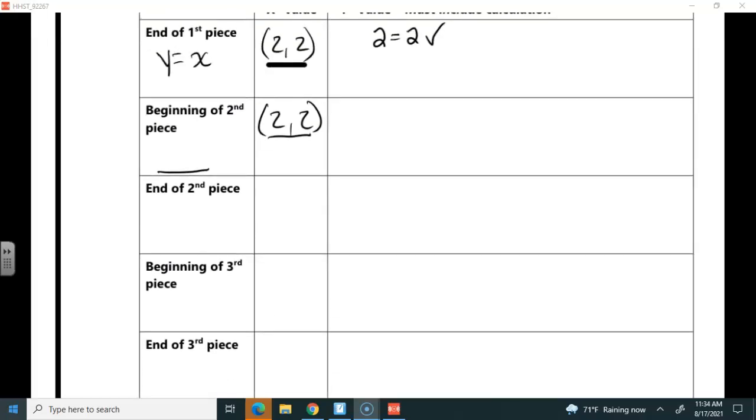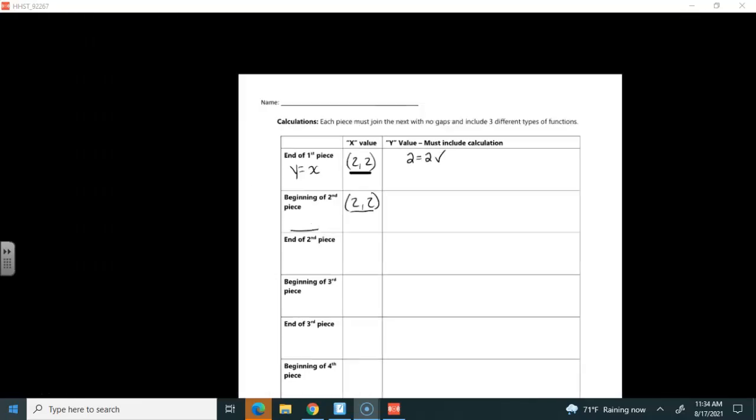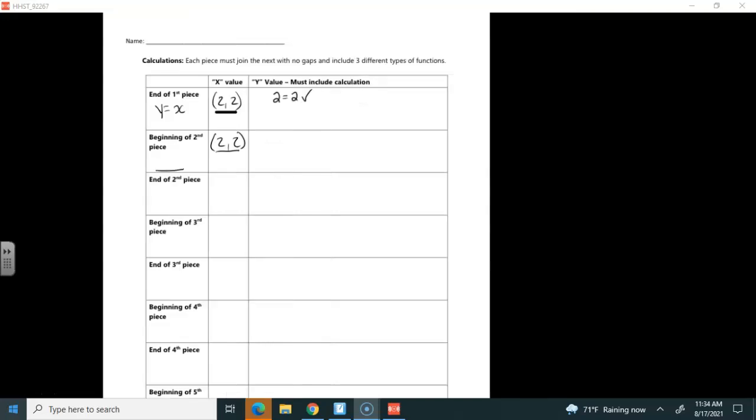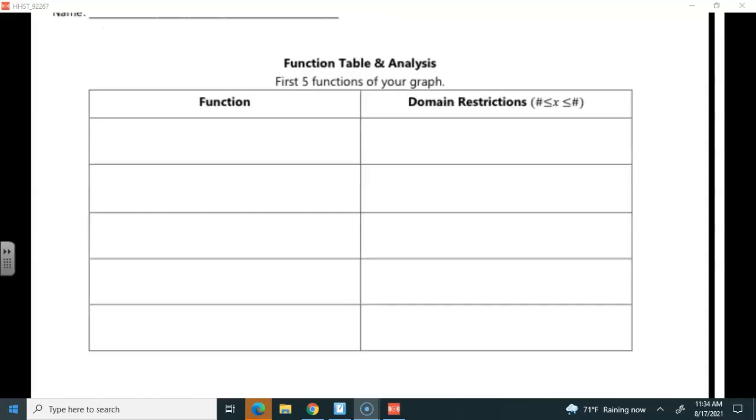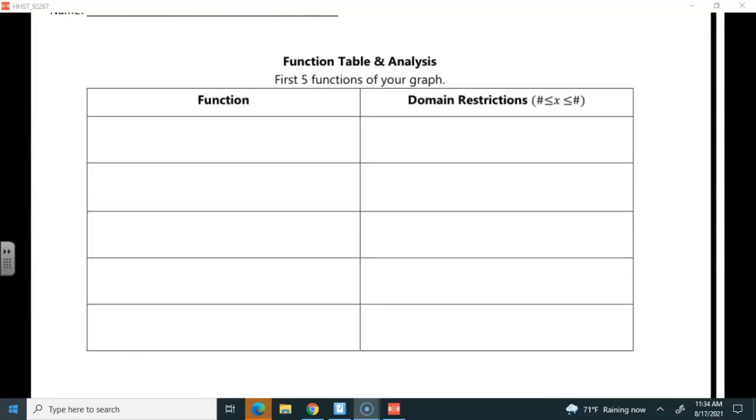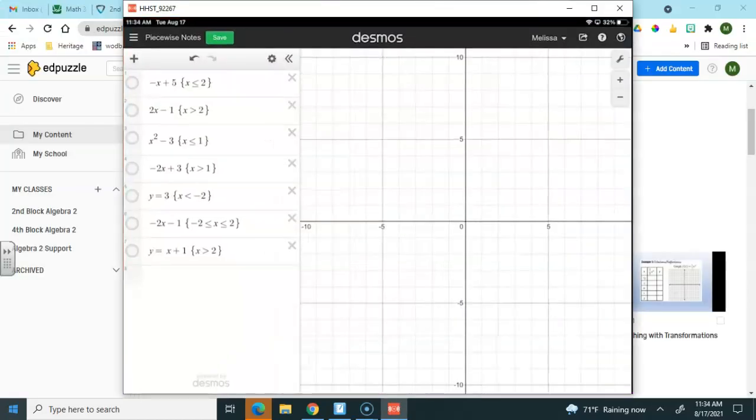Wherever the first piece ends, the second piece begins. The end of the second piece should be the same as the beginning of your third piece. Reach out if you have questions. And then here, this is going to be your table from Desmos. So let's look at Desmos real quick.